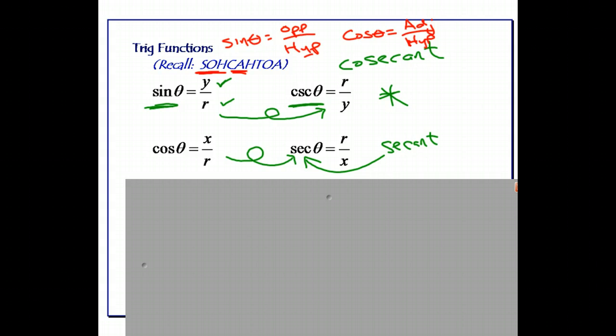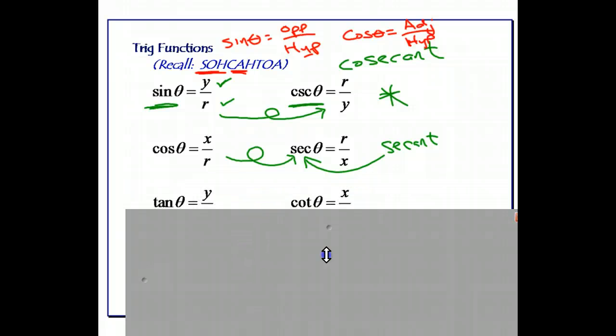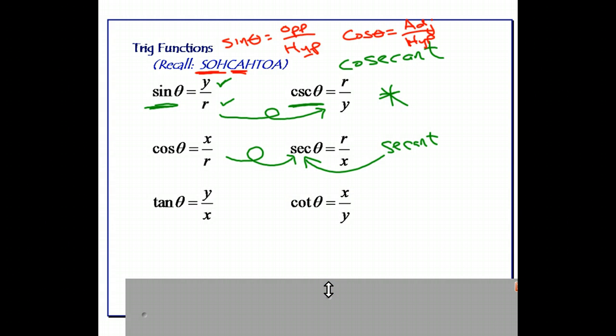And then our third pair here is the tangent and the cotangent. And so we got to the TOA part, and tangent is opposite over adjacent. Look back at the picture one more time. But the opposite side is y, the adjacent side is x, and we flip that over, and we get our cotangent. Okay, these 6 definitions you will want to commit to memory.